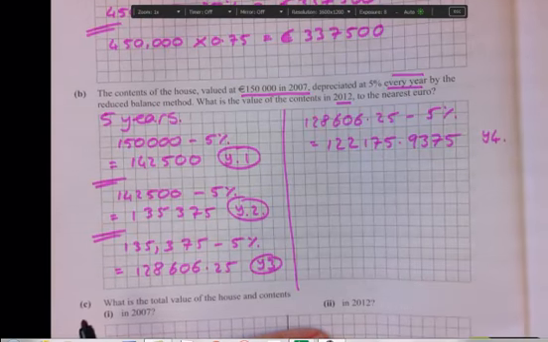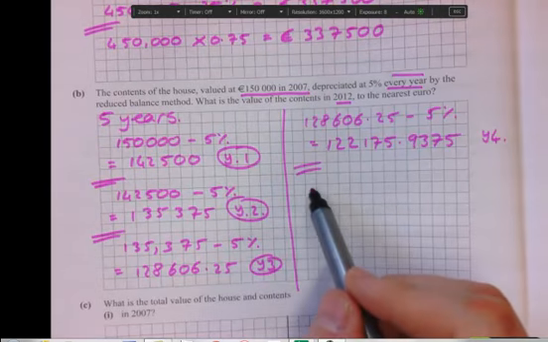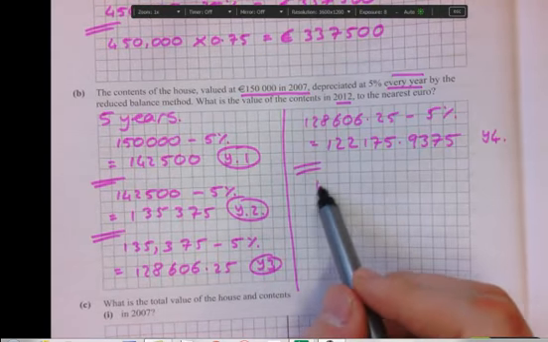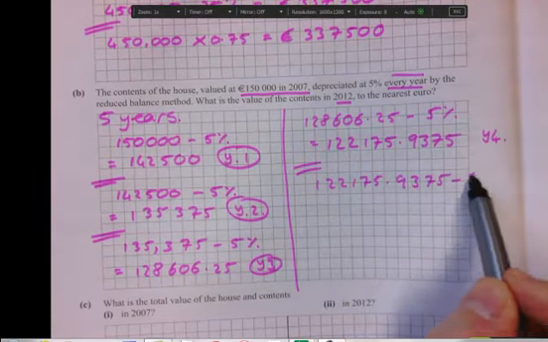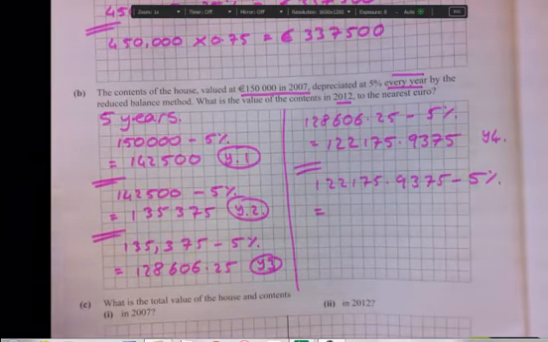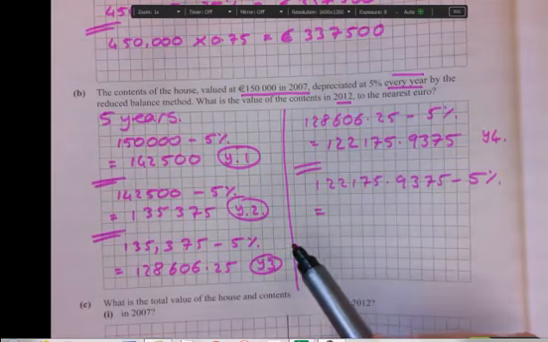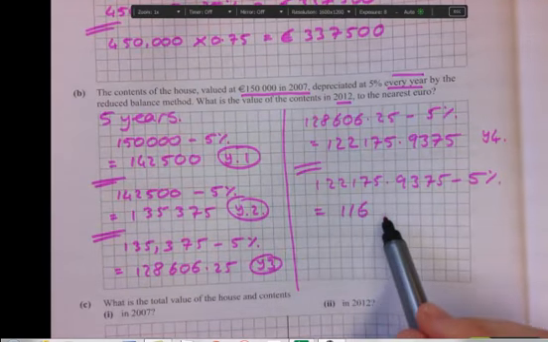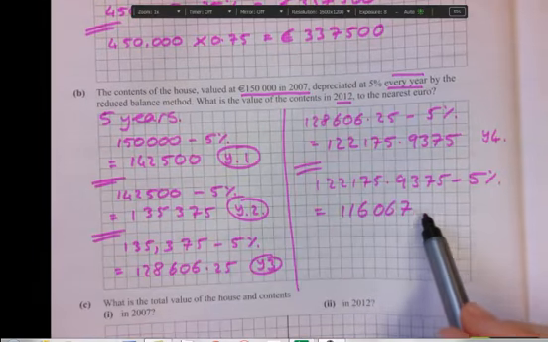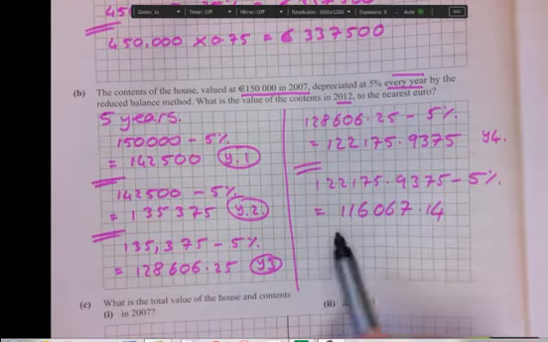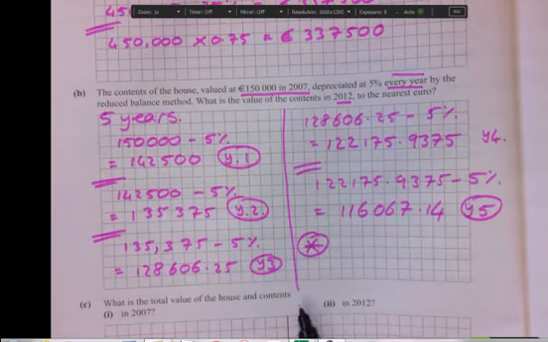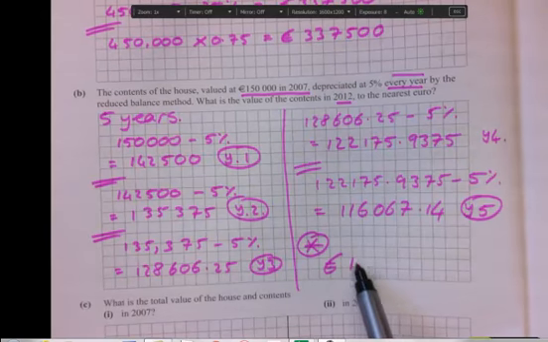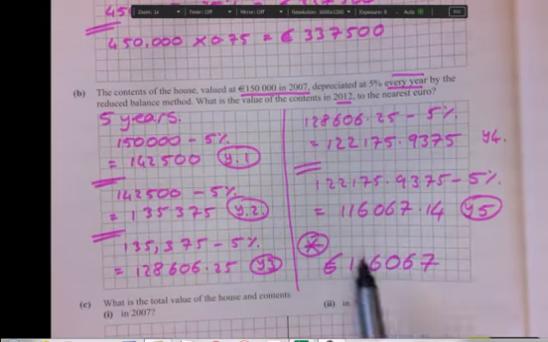Just notice I'm not going to round yet, because I'm not at the end of the question. So finally, for the last year, you take 122,175.9375 and take off 5% again, and you'll get 116,067.14, and that's at the end of year 5. One last thing to note, it does say correct to the nearest euro, so your actual answer is 116,067.